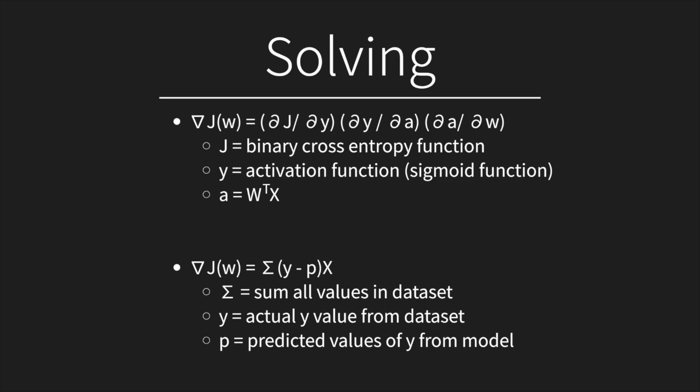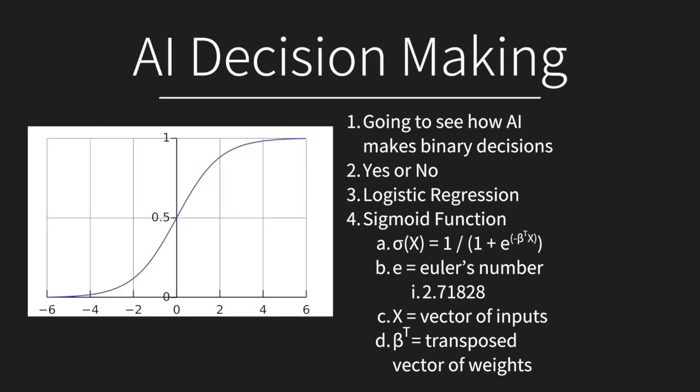When we get into neural networks and more complicated uses of gradient descent, you'll find it's pretty much all the same, except you change the activation function. So that's how AI makes binary decisions. It's just solving that sigmoid activation function and getting a result between 0 and 1 and deciding if it's a yes or no based on the cutoff value. And that's it. It's really cool.